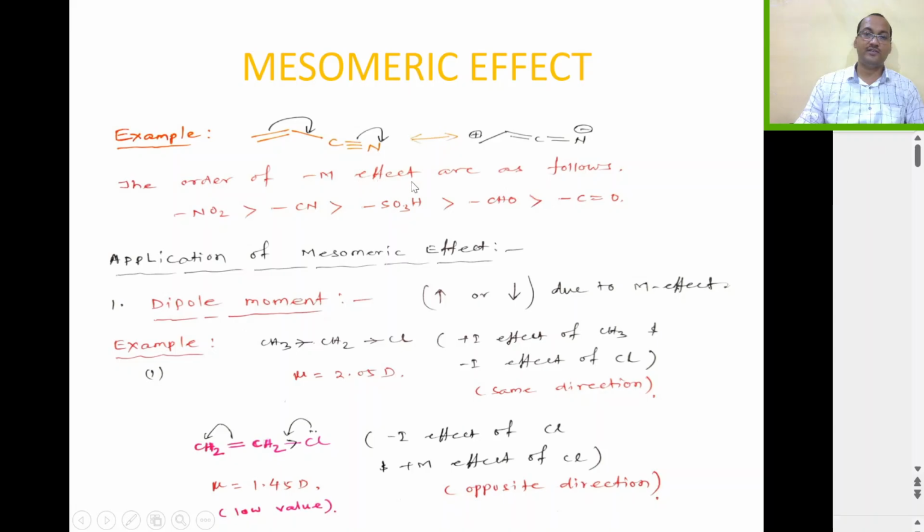The order of minus M effect is as follows: NO2 greater than CN greater than SO3H greater than CHO greater than carbonyl.